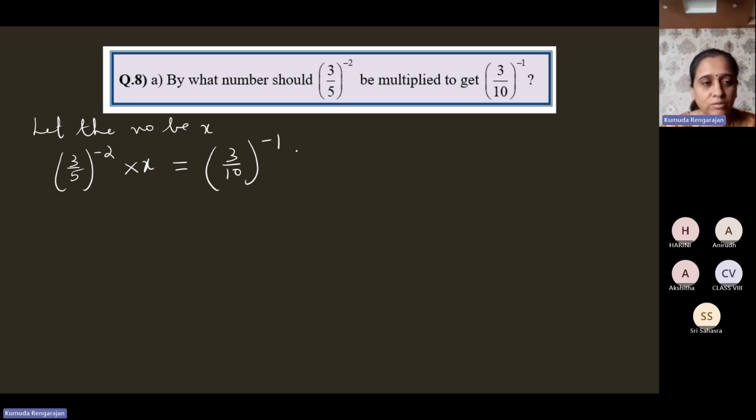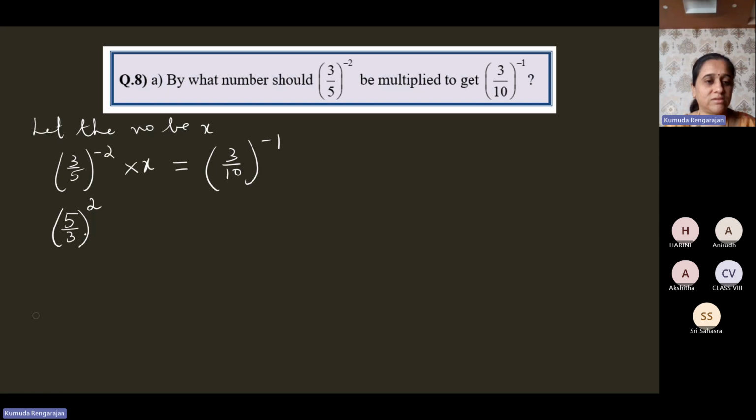Now, first what we'll do, the powers are negative. So we'll make them positive. All right. So the rule is reciprocal of the base, negative of the power. You must change both the base and the exponent to write the equivalent. So take the reciprocal of the base and write the negative of the power. Now, this is equal to this. Both are equal.